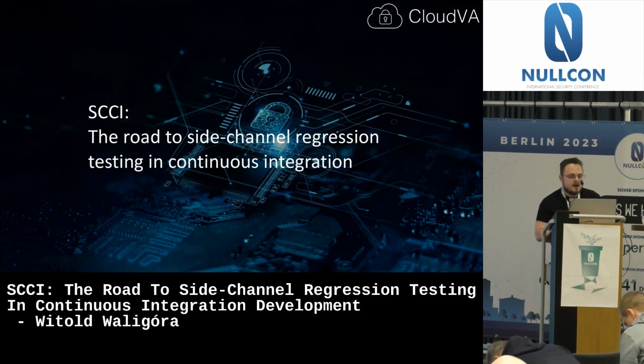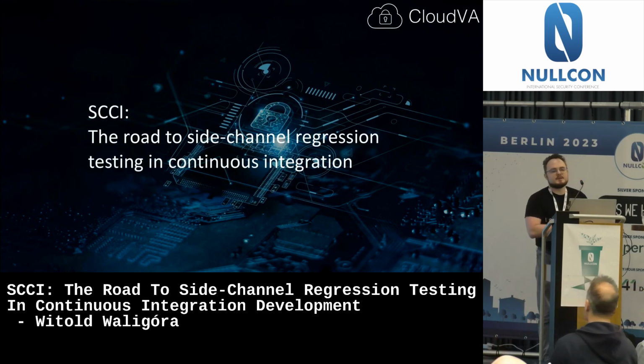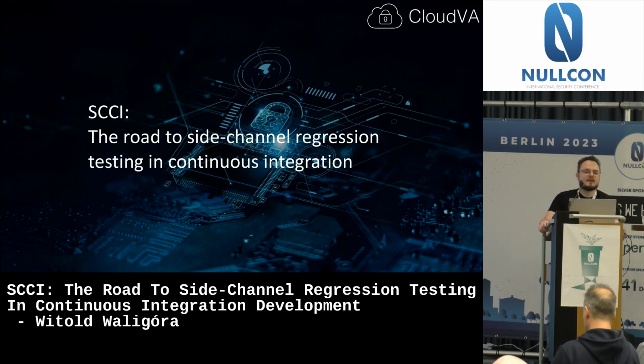So the topic of this talk is the use of side channels in continuous integration, because, well, these days pretty much everything is CI/CD pipelines, and if you don't do security, you basically can't deploy. So you have to do side channels in continuous integration pipelines these days.